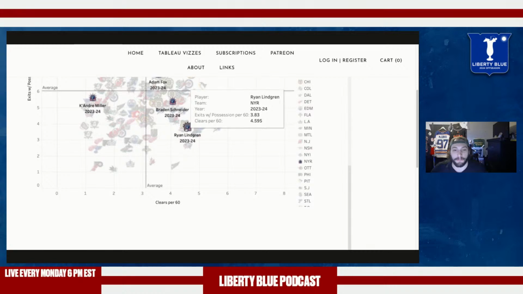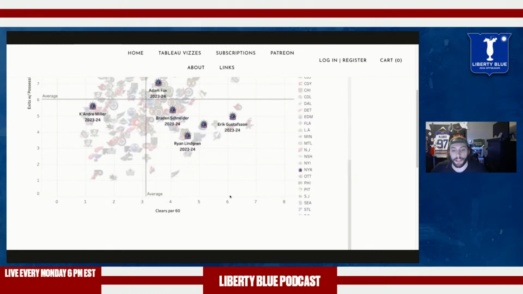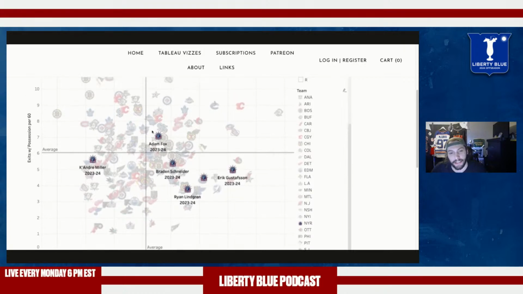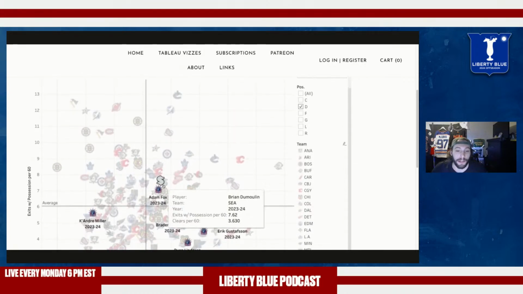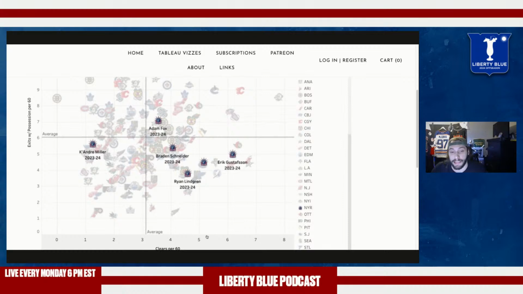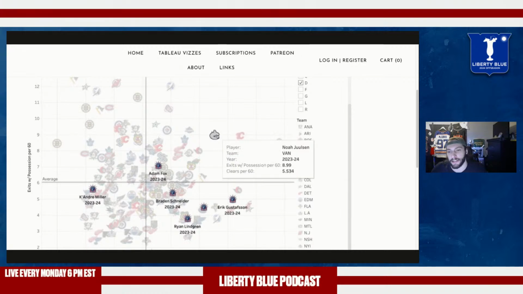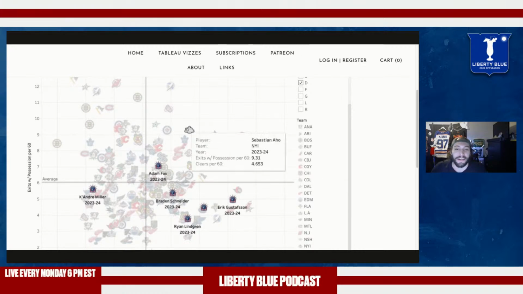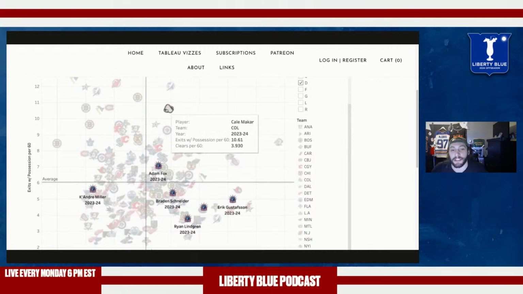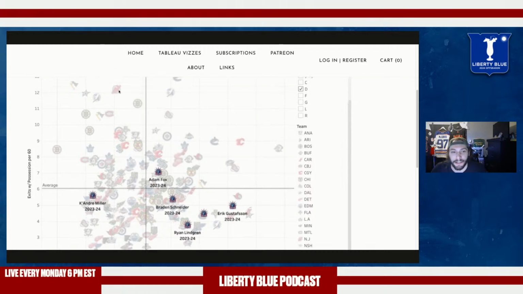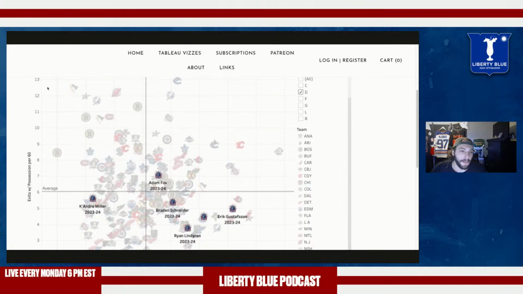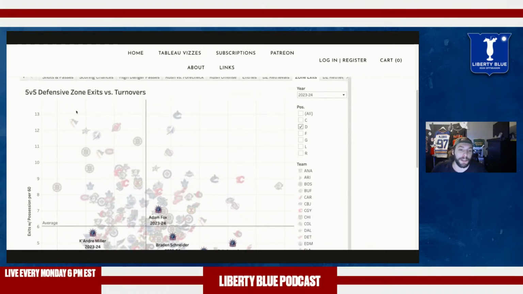You see where Lindgren's at. He's above average in terms of clears, which means he's not exiting the zone with possession a whole lot. Unsurprisingly, Adam Fox is in the top right quadrant where he's both clearing it out when he needs to, but more importantly, the Rangers are exiting with possession, which is the key here. You see some of the guys, Dahlin, Weegar. That Sebastian Aho is an interesting idea. I would not be opposed to that Sebastian Aho on the Rangers. Neil Pionk, Makar, Victor Hedman, John Marino, Erik Karlsson, you want to exit with possession if you can help it.